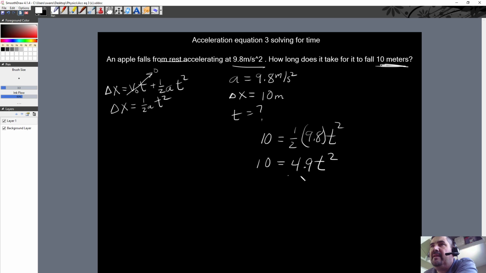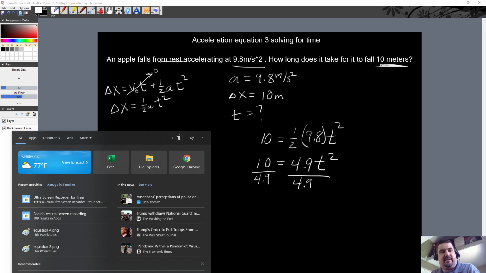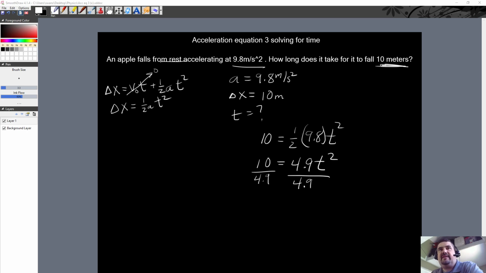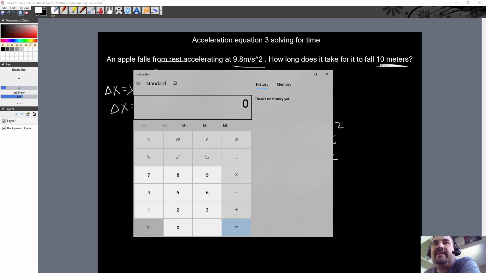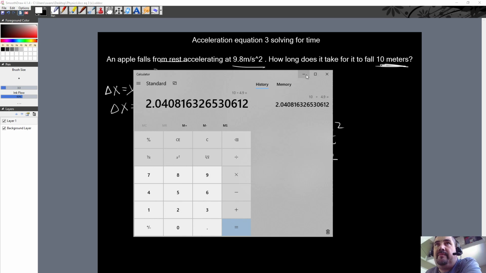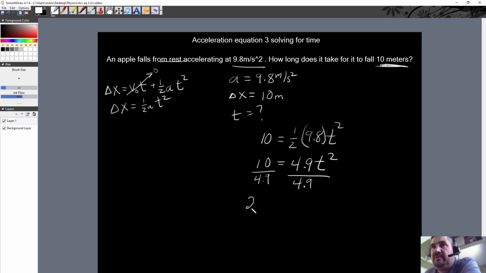10 on that side. Now let's try to get that t by itself. So let's get rid of that 4.9 and divide by 4.9, which is going to be about 2.1-ish maybe. Let's get the exact number from the calculator. 10 divided by 4.9 is equal to 2.04. So 2.04 is equal to t squared, and we're just about done.